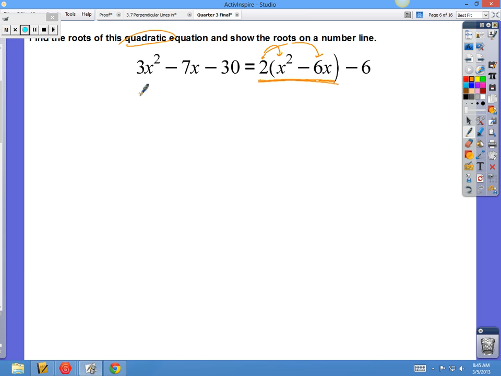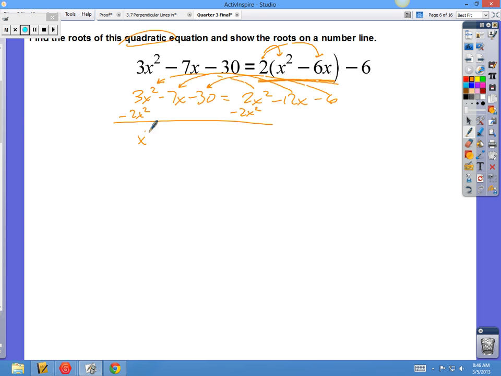So let's just copy and paste the left. 3x squared minus 7x minus 30. The right is going to be 2x squared minus 12x, and then copy and paste the minus 6. Okay, I'm going to move everything to the left to keep my x squared positive. So I'm going to move that over, move that over, move that over. So I'm going to minus 2x squared, minus 2x squared. You're going to have x squared minus 7x minus 30.